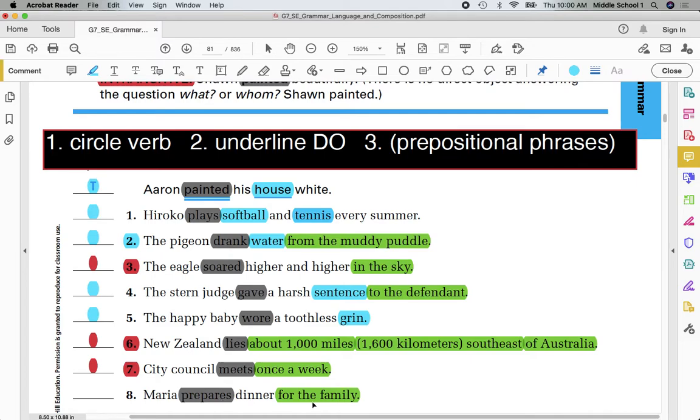Maria prepares dinner for the family. Prepositional phrase, for the family. Maria prepares what? Dinner. Transitive.